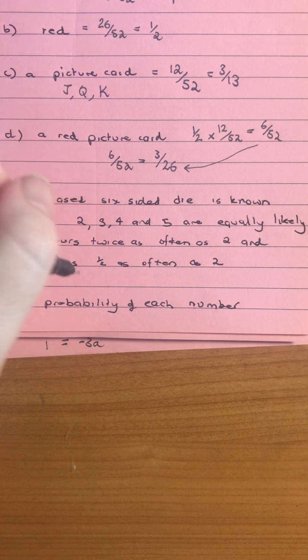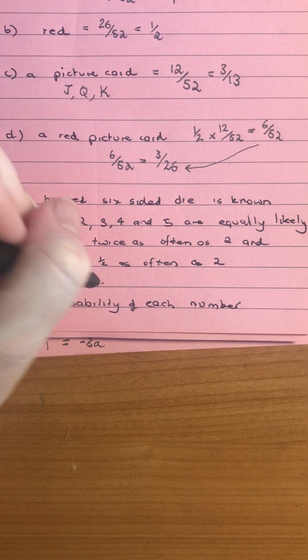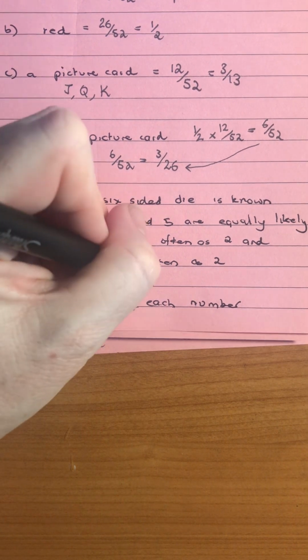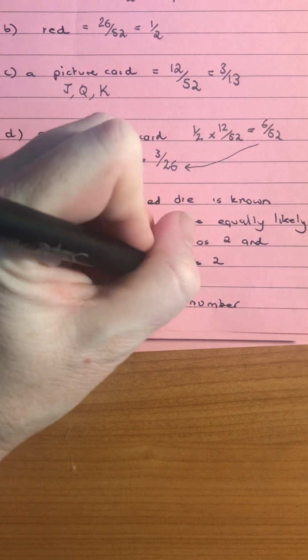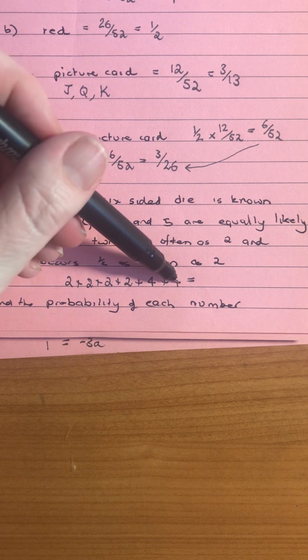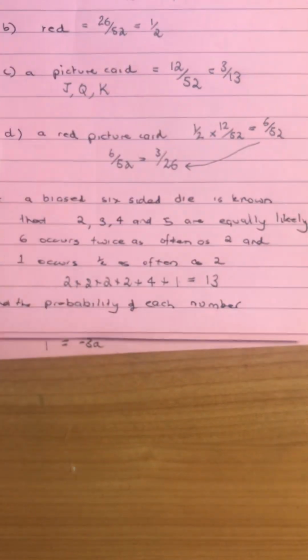So that means we would have 2 plus 2 plus 2 plus 2. And then twice as likely means we would have a 4. And then half we would get a 1. So altogether we've got 2, 4, 6, 8. And then we've got another 5, which is 13 altogether.